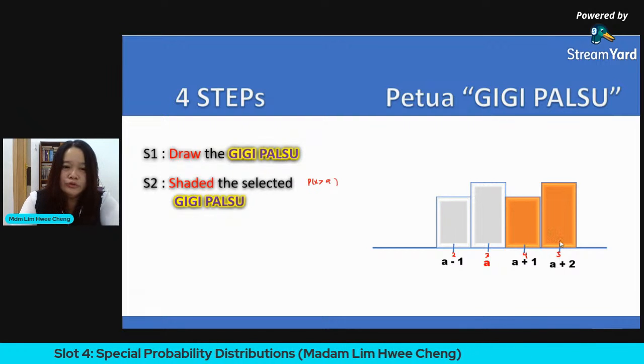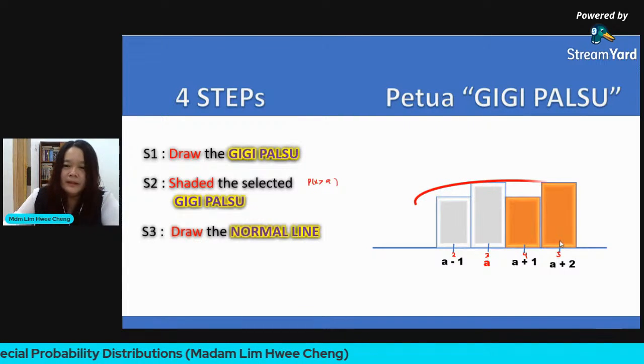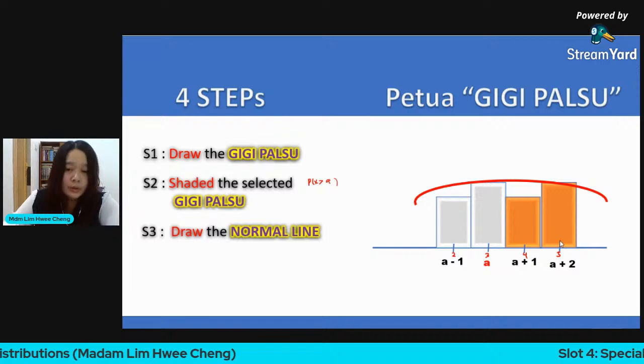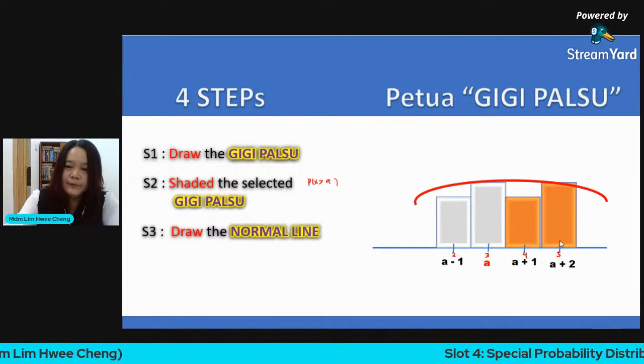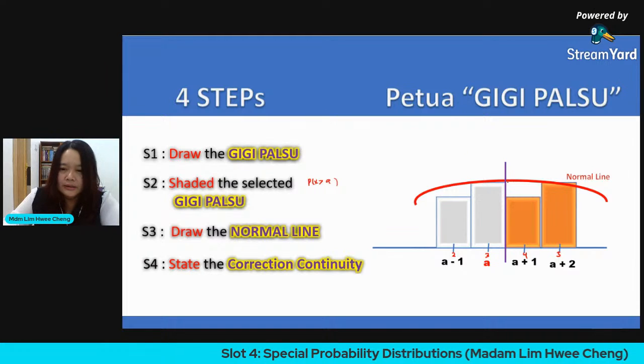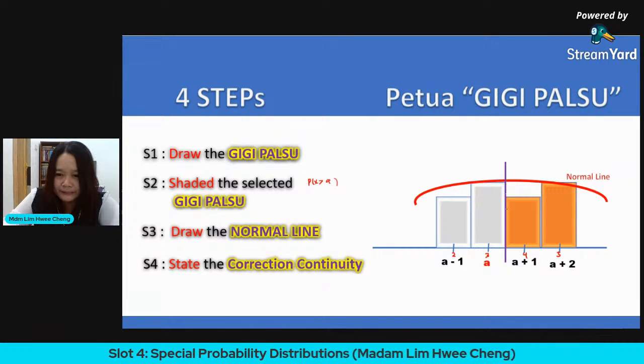Step 3, I draw my normal bell. Step 4, I write the continuity correction. You see, when I write, I cut. So this is the gigi A.